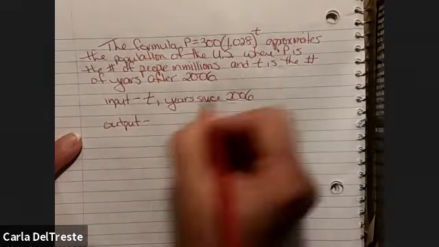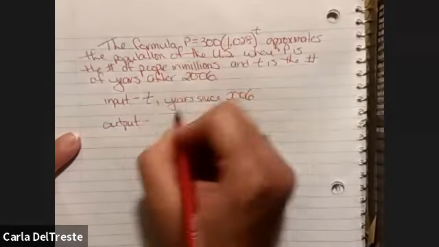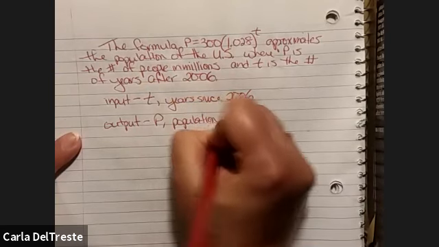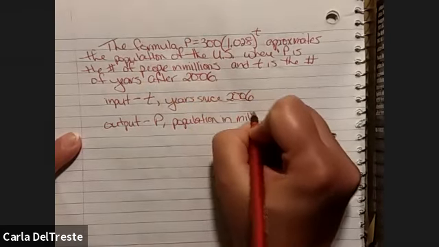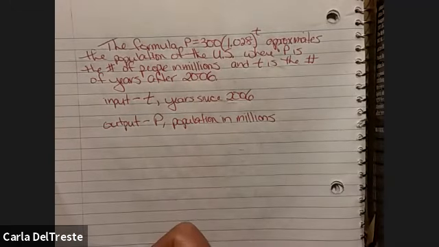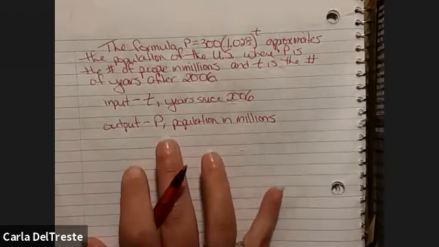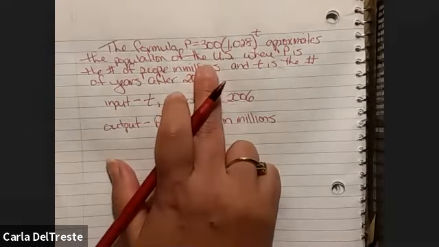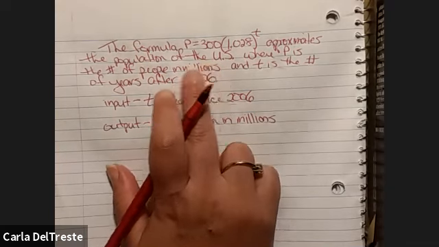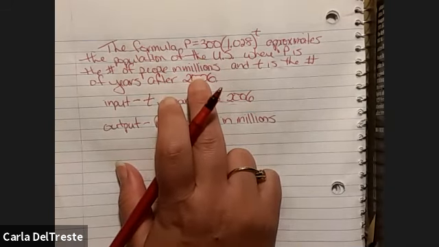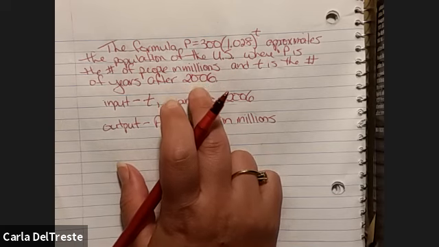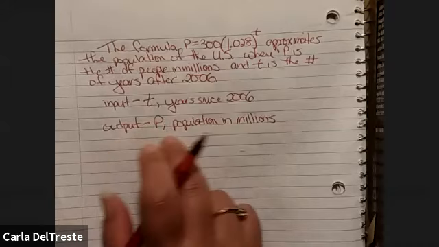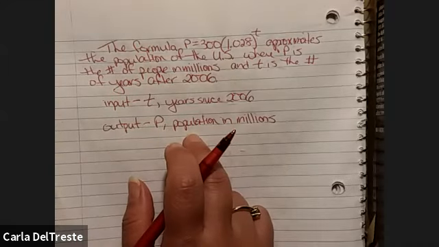And that means I'm measuring, or as a result, I'm getting P, which is the population in millions. The reason that this is so important to state is because you're going to be asked to interpret anything you find with this equation. So when you have to interpret, they're going to ask what it means. So you need to know, what is the input representing? What is the output representing?